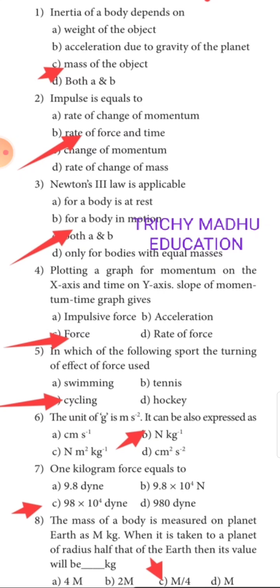Number 7. 1 kilogram force is equal to 9.8 into 10 power 4 dyne. Answer C.